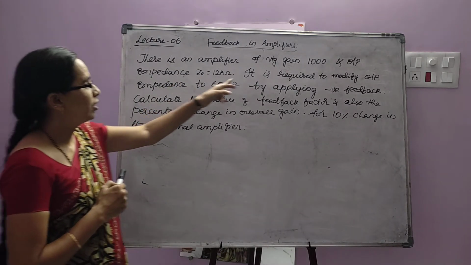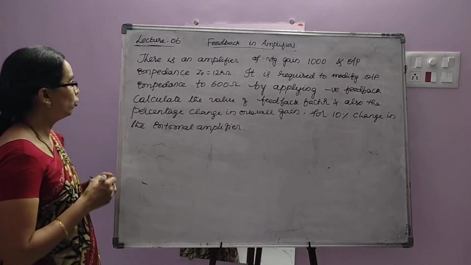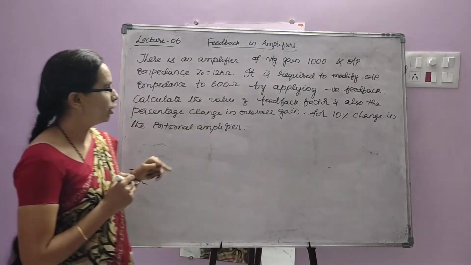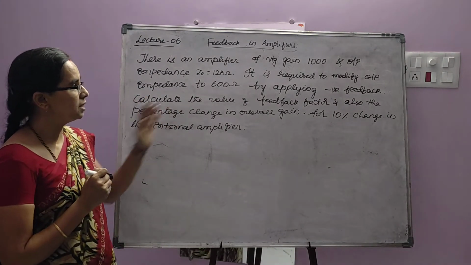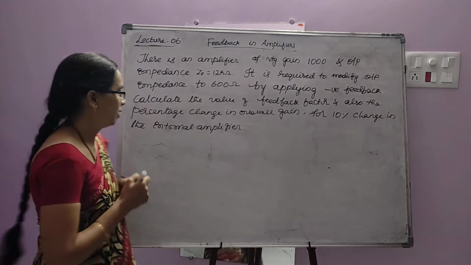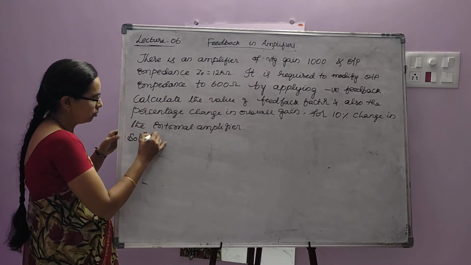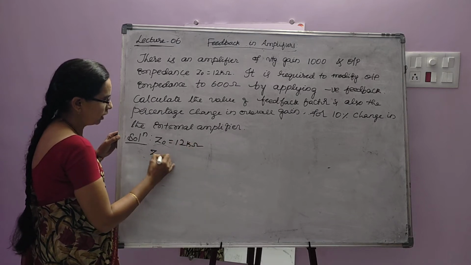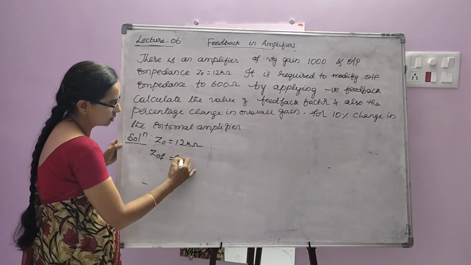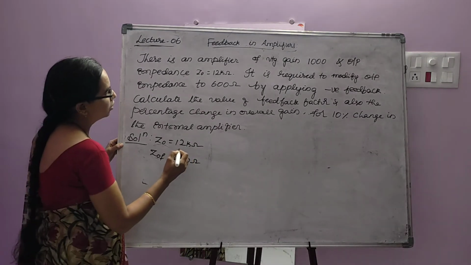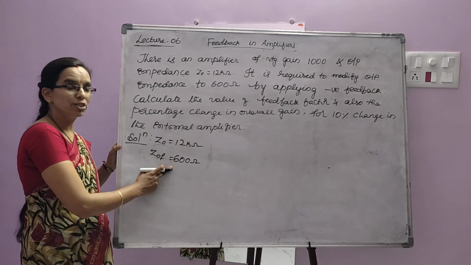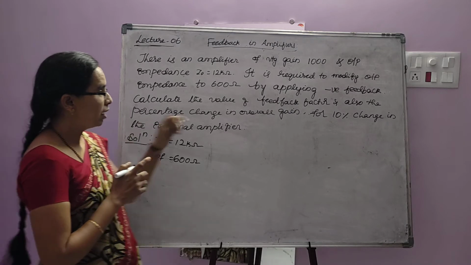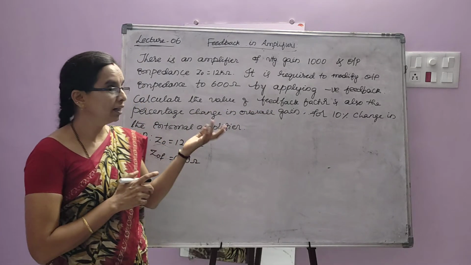There is an amplifier of voltage gain 1000 and output impedance Z0 equal to 12 kilo ohm. It is required to modify the output impedance to 600 ohm by applying negative feedback. See the problem. They have given Z0, that is 12 kilo ohm, and also the desired output impedance, 600 ohm. It should be reduced from 12 kilo ohm to 600 ohm. So, what should be the feedback factor for applying the negative feedback?